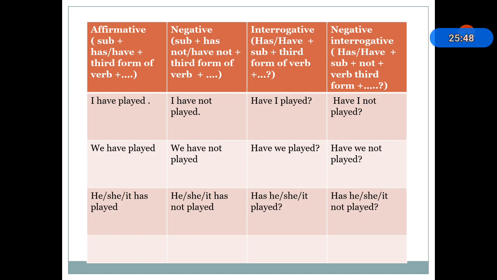Now, negative interrogative. The rule is has or have plus subject plus not plus verb third form plus object and the question mark. Have I not played? Have we not played? Has he not played? Has she not played? Or has it not played? So you can see the difference.